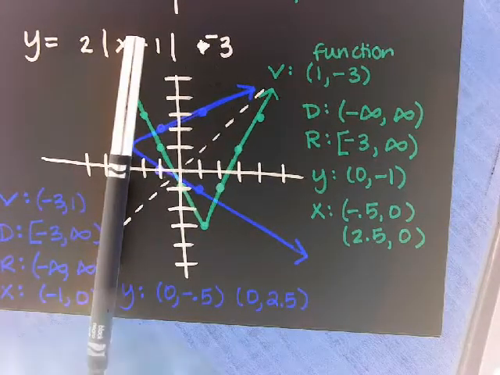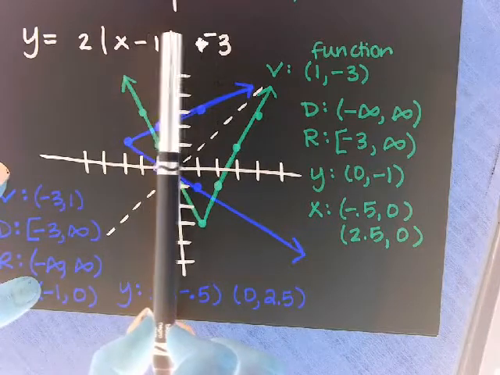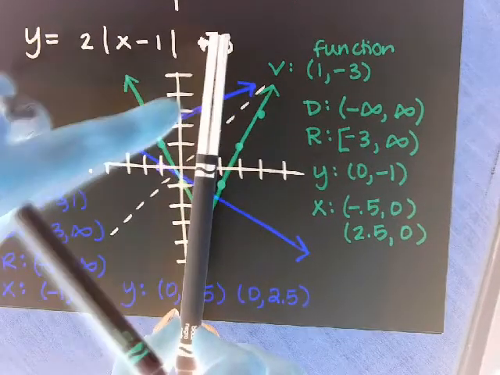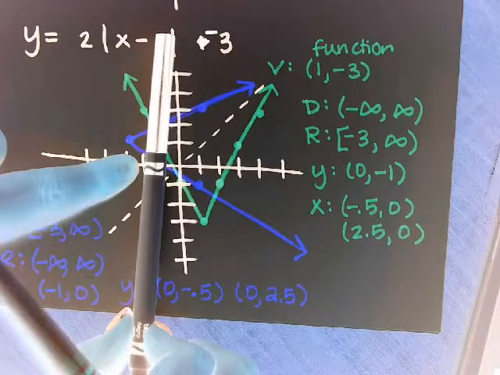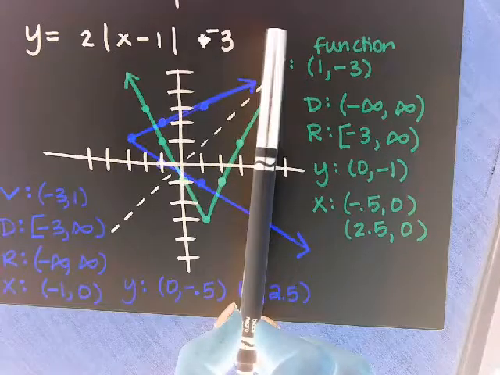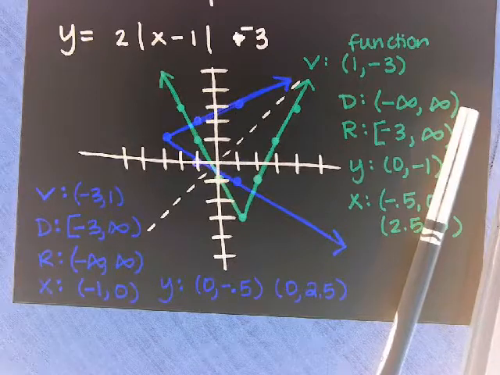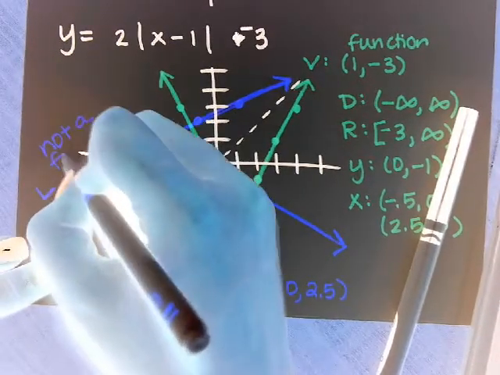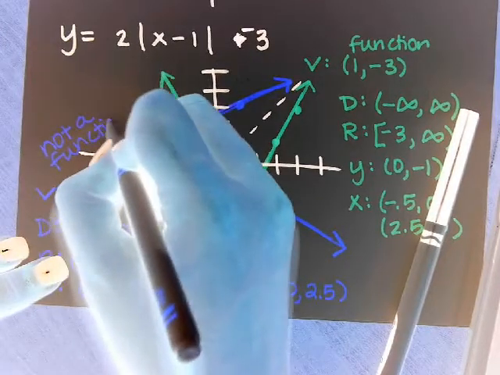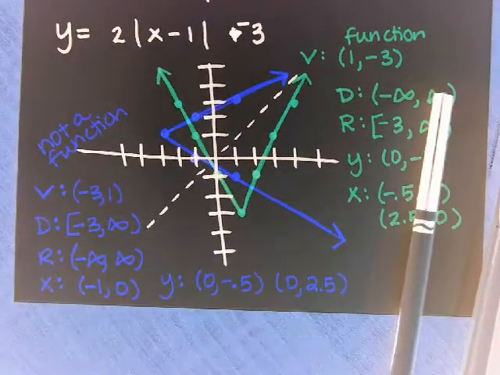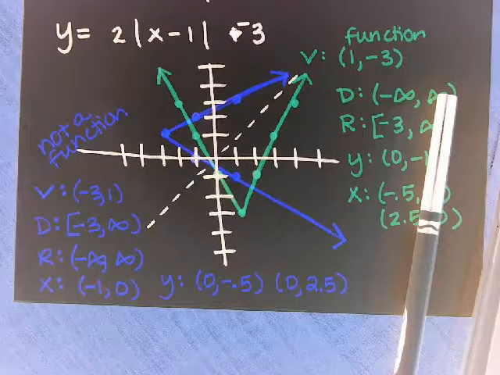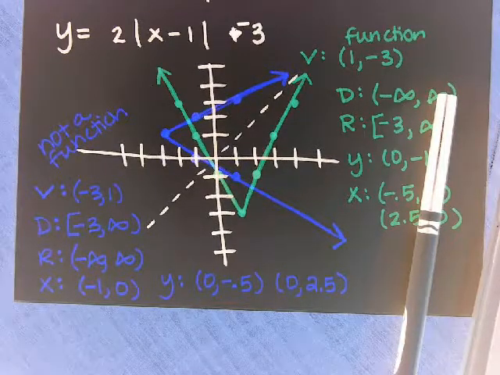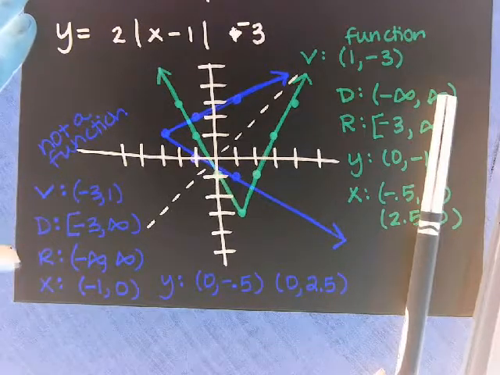If I look at the blue, does the blue pass the vertical line test? Not even close, because it's touching 2 different parts. So when we did this one, we found that our inverse was not a function. So a lot of times people are very interested to know if you find the inverse of something, if it would be a function or not. And this one is not a function.